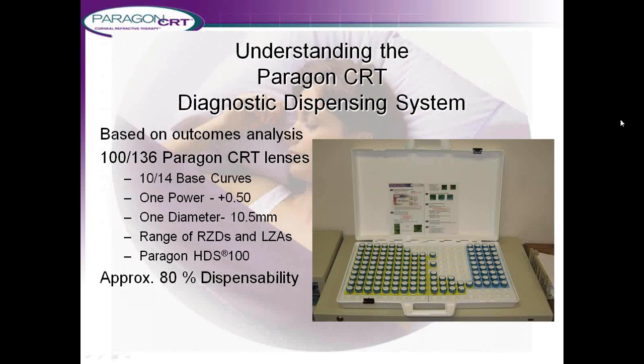The diagnostic dispensing system is the ultimate for initial lens evaluation and immediate dispensing for patient management. The standard system is available in a basic 100 lens or an extended 136 lens system. The 100 lens system has 10 base curves with various return zone, landing zone, angle combinations and will allow approximately 80% dispensability. The extra 36 lenses has 4 additional base curves in the flatter range for myopes with flatter corneas.